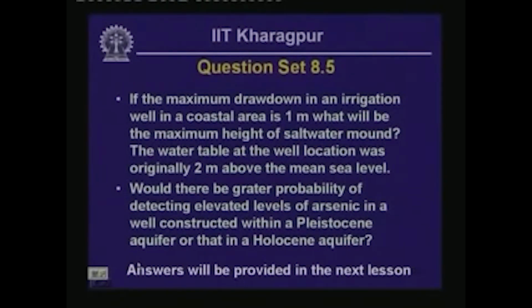The first one is, if the maximum drawdown in an irrigation well in a coastal area is 1 meter, what will be the maximum height of the saltwater mound? The water table at the well location was originally 2 meters above the mean sea level. And the second question is, would there be a greater probability of detecting elevated levels of arsenic in a well constructed within a Pleistocene aquifer or in a Holocene aquifer?